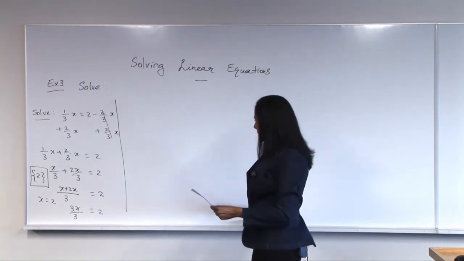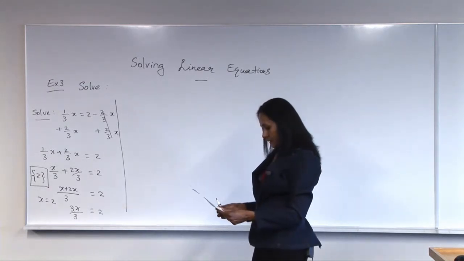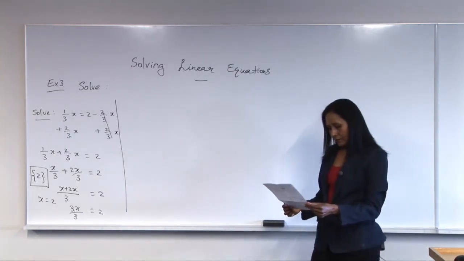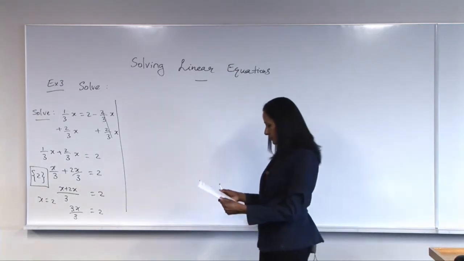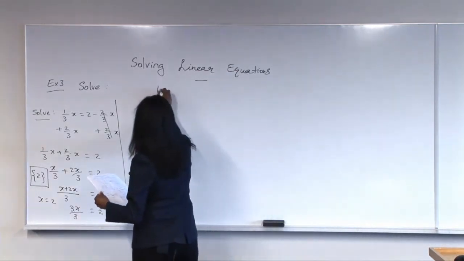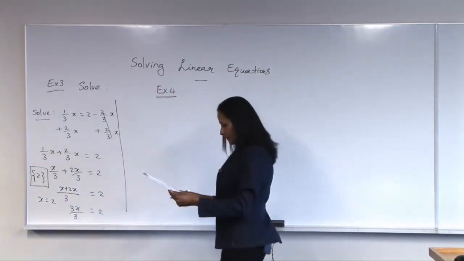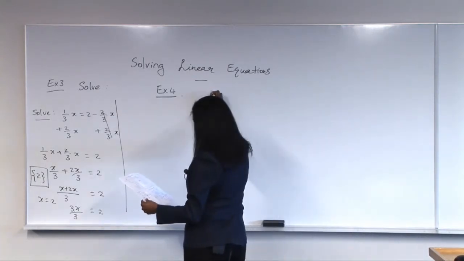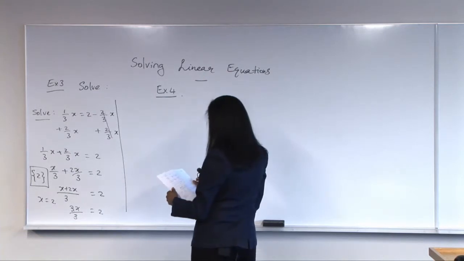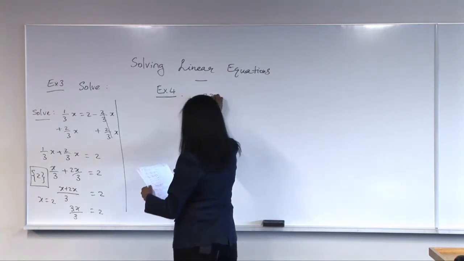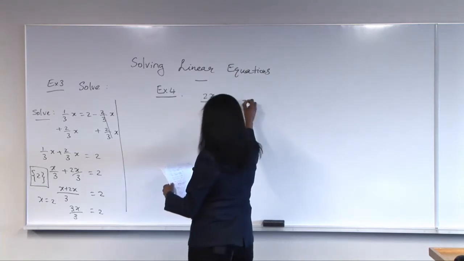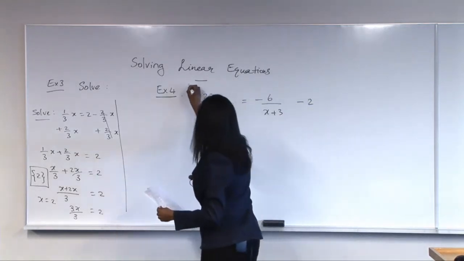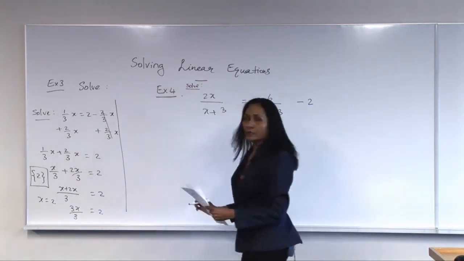Let's see. What was problem number 3? Example 4. Here we have the equation 2x over x plus 3 is equal to negative 6 over x plus 3 minus 2. Here again the question is, solve this equation.